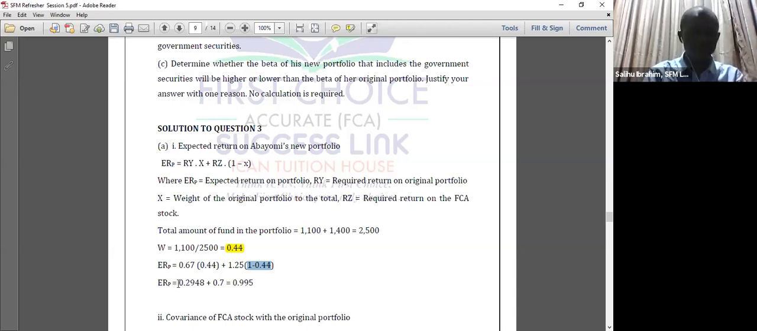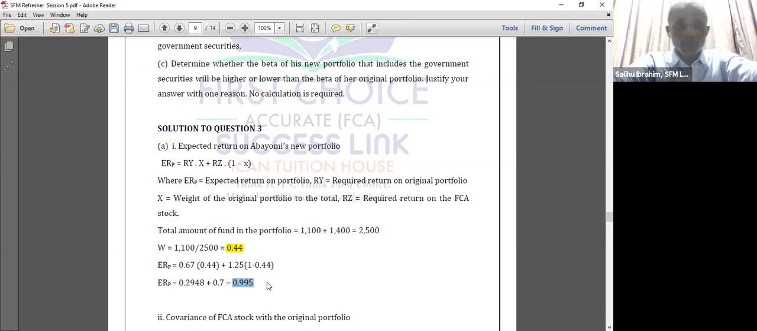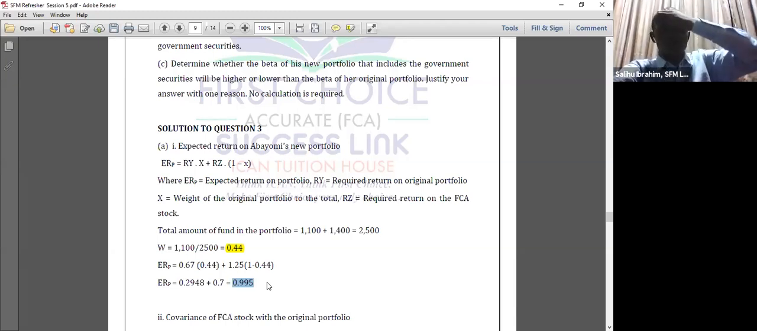Now, I will now say 0.2948 plus 0.7 if you evaluate that. So I will have 0.995, or we can say 0.1%... oh, sorry, 1%. I meant to say 1%. Approximately 1% is the return on that portfolio.